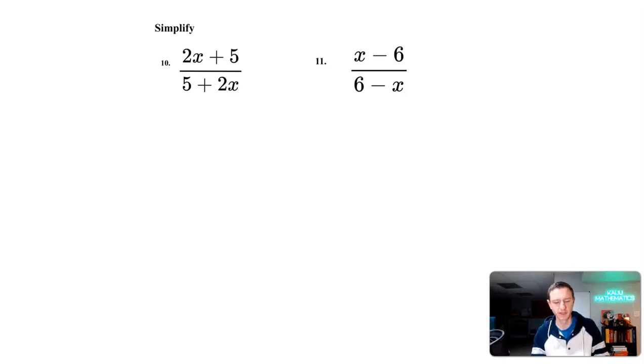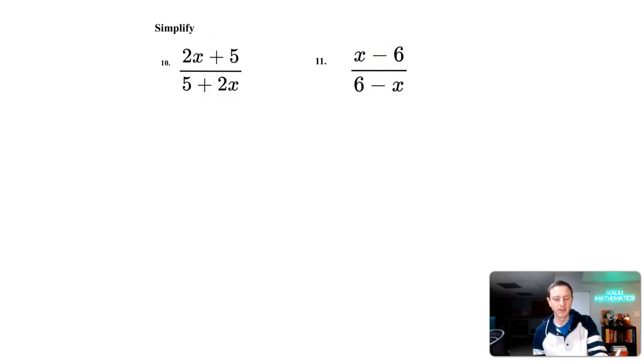Today I want to take a look at this simplifying rational expression scenario. On the surface, this looks like pretty straightforward problems, but I want to talk about the common errors that happen on these two scenarios. Now the first one, we have 2x plus 5 divided by 5 plus 2x, and the second one, we have x minus 6 divided by 6 minus x. They look very similar, but the big difference here is the operation that's happening between the two terms. We have 2x plus 5, 5 plus 2x, x minus 6, 6 minus x.